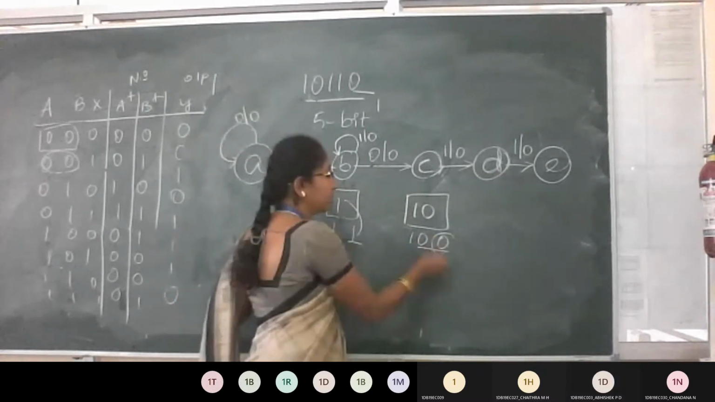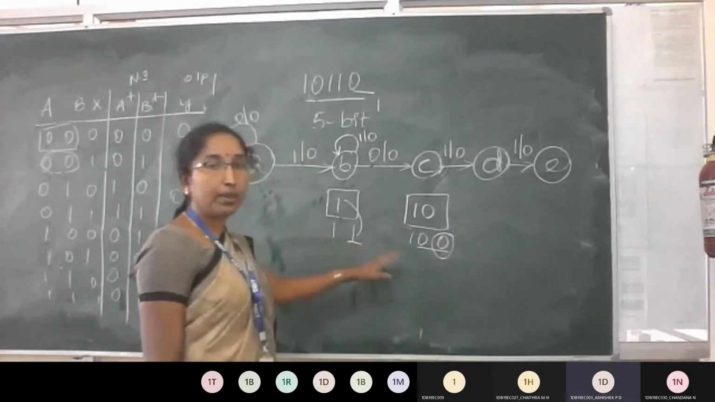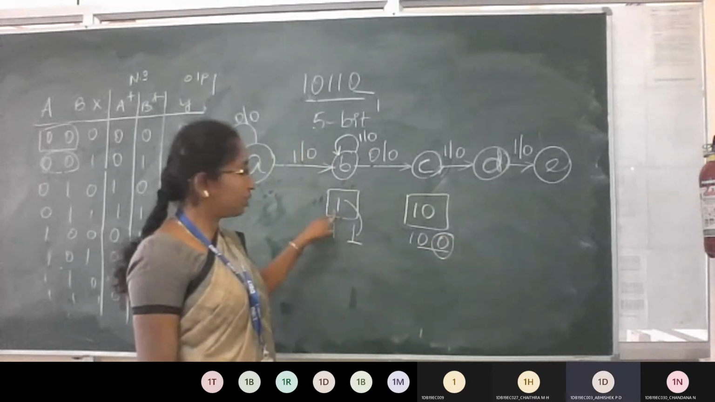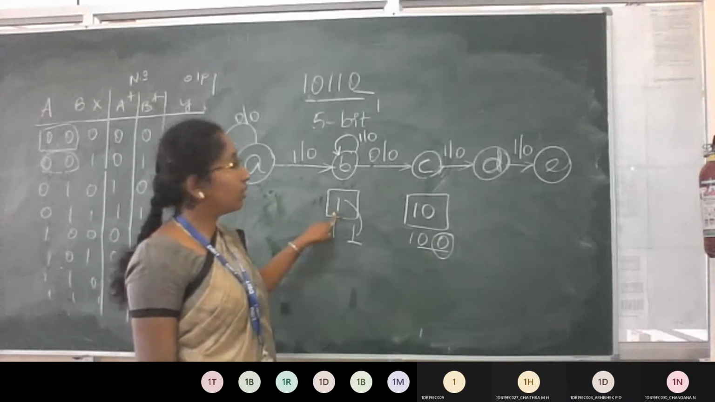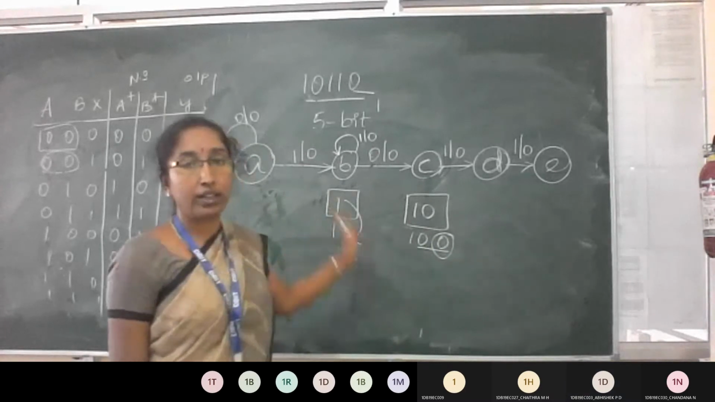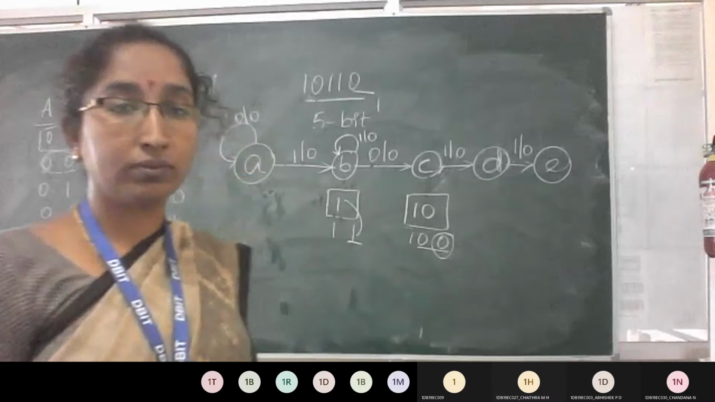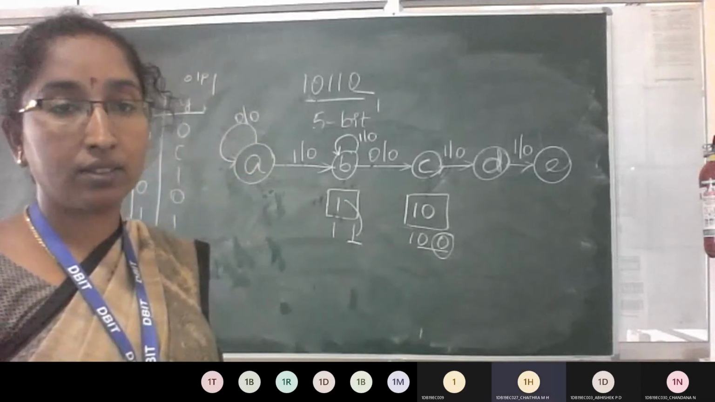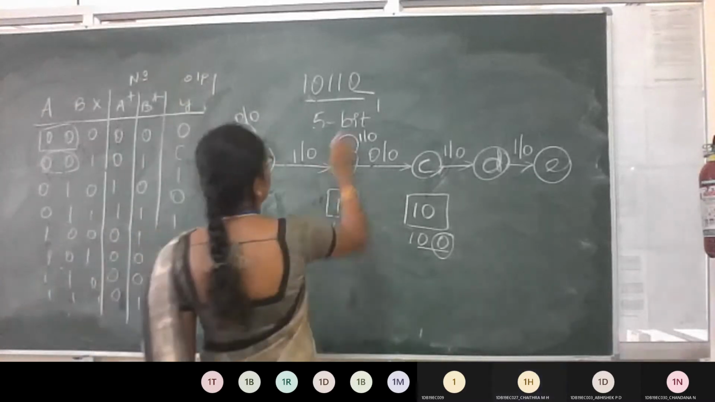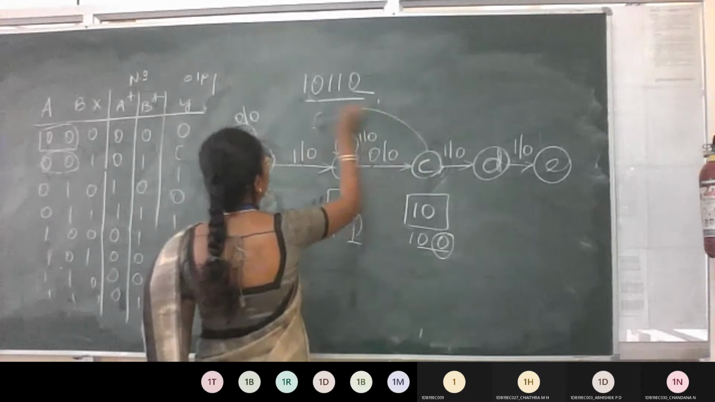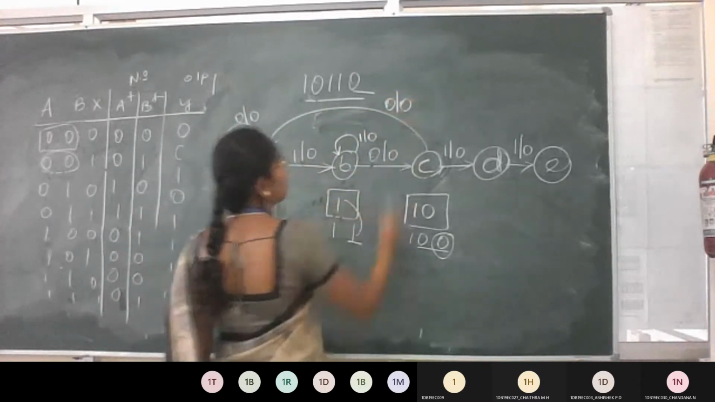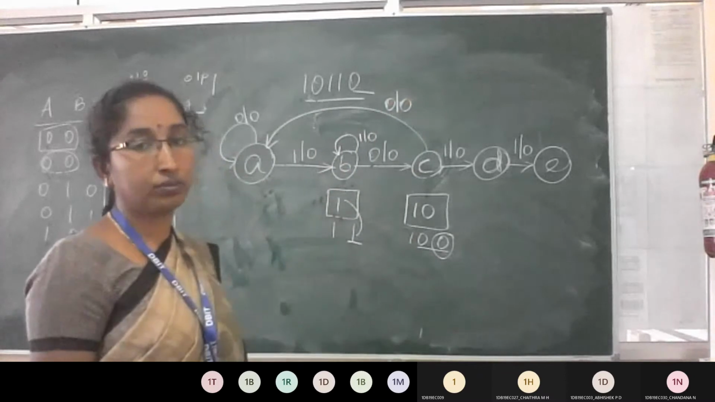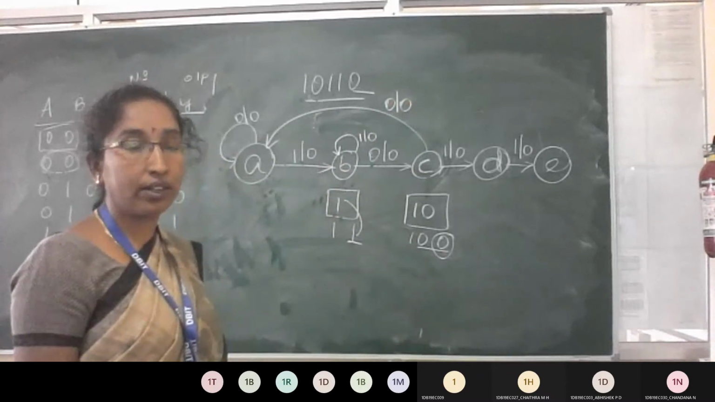Okay, compare 1 bit. Single bit comparison. Is it matching with the first 1 bit comparison? No, ma'am. So what do I have to do? I need to move to the initial state. So the initial state is A. C to A. When x is 0, obviously the output is 0. Are you getting it?